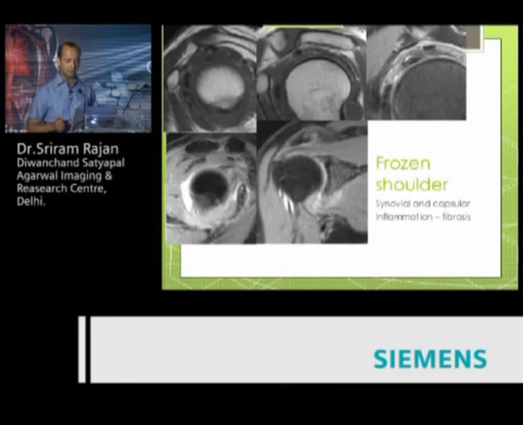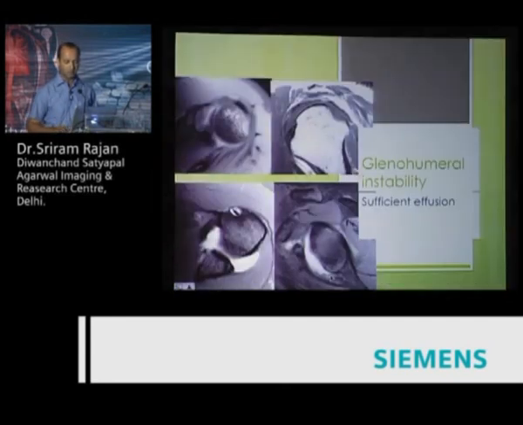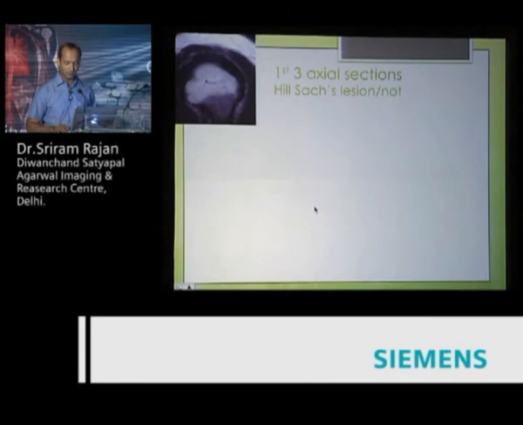In glenohumeral instability, coming to the next topic, you look at the topmost sections on the axial images. You look for flattening of the posterosupralateral aspect of the humeral head. And you can see that on the sagittal images also. You look at the inferior-most images to look for the Bankart's lesion, and you look at the sagittal images to see how much of the volume of the glenoid is actually broken in the Bankart's lesion.